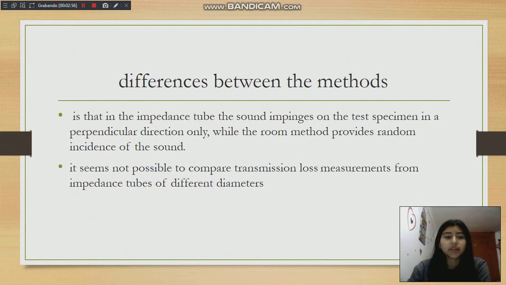Differences between the methods. First, in the impedance tube, the sound impedance of the test specimen is measured only in the perpendicular direction, while the room method provides randomization of the sound. And second, it's not possible to compare the transmission loss measured from impedance tubes of different diameters.